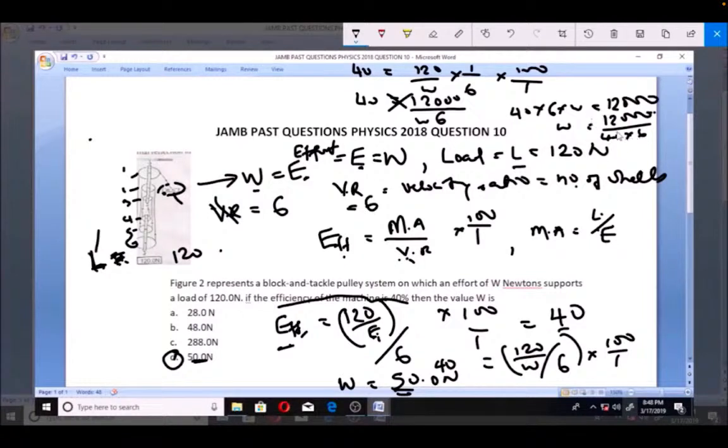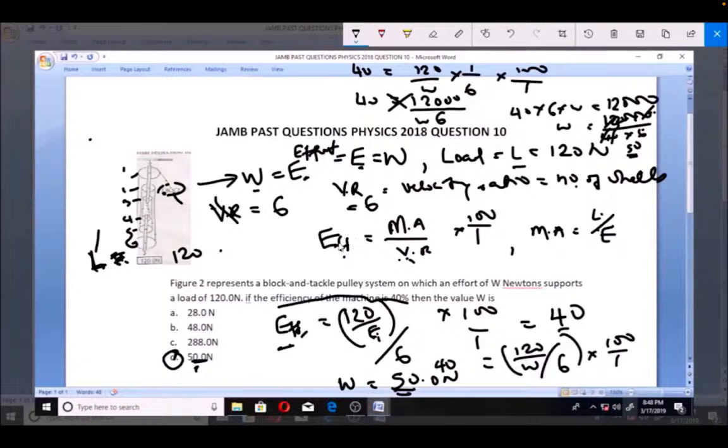So how do you cancel out? The zero here cancels the zero. You have 4 here cancel 12, which will give us 3. So you have 300, and 300 divided by 6 is 50. So that's how we come about 50 newtons. The correct answer is D, 50 newtons.